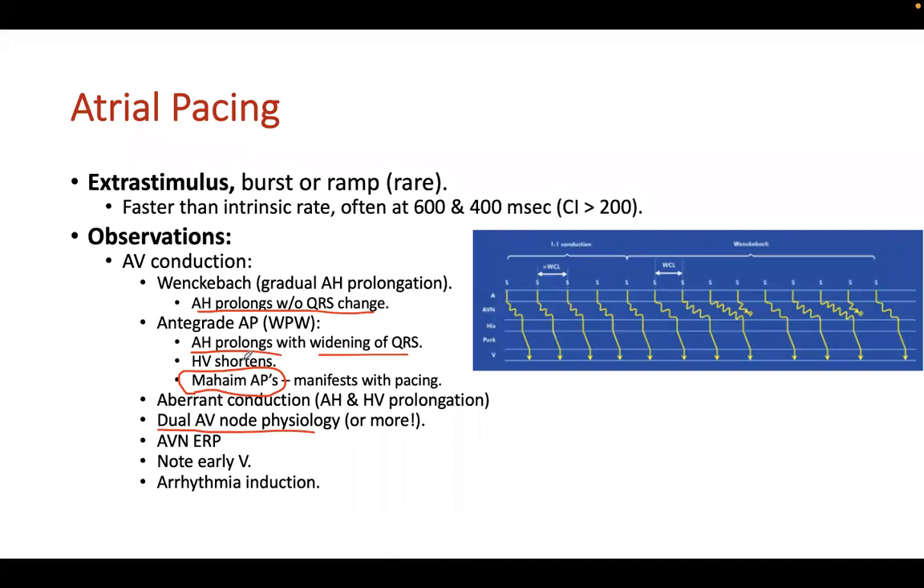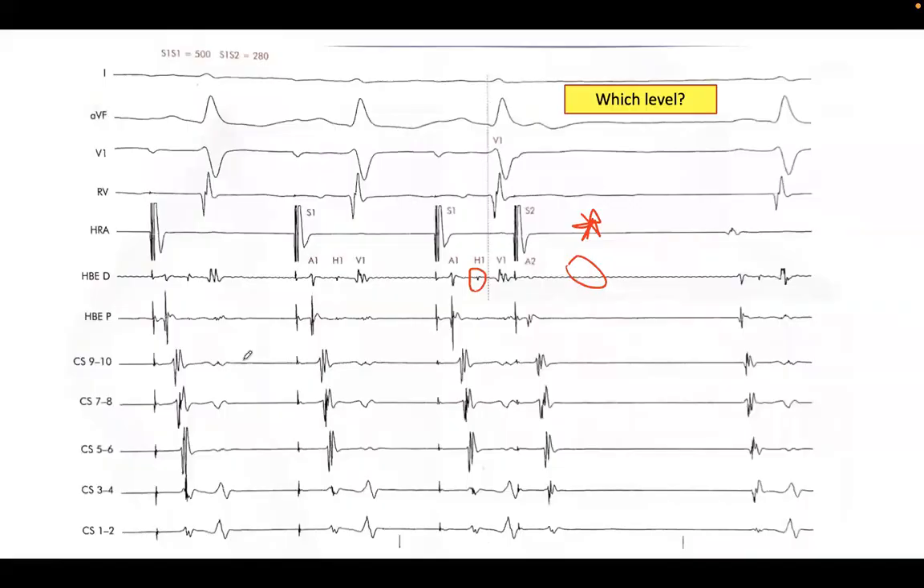Okay, and they don't manifest until you very slowly conduct when you're going down the AV node very slowly. So you have to pace very fast to show them. They are always hidden because the AV node is fast, so it hides them. When you slow the AV node, for example, if you give adenosine, this patient, if you give adenosine and you A pace, you will see widening of the QRS. You will not see AV block, if that pathway is not sensitive to adenosine, which sometimes it is.